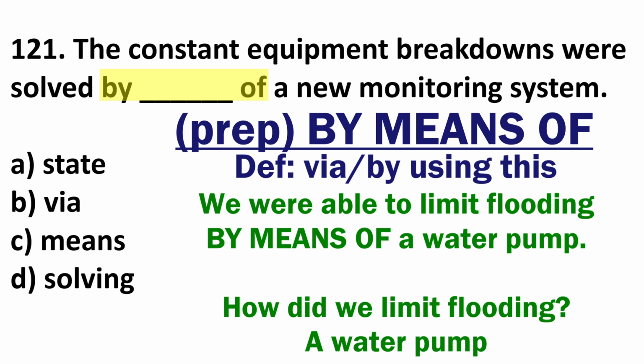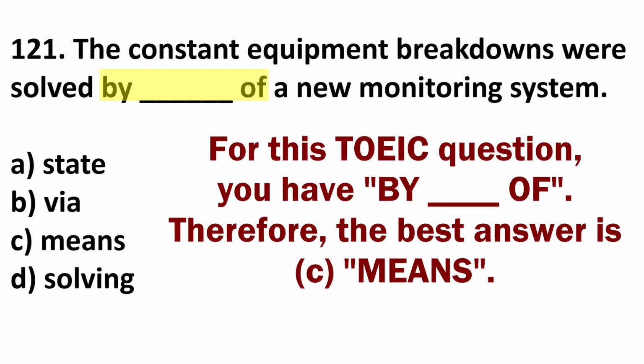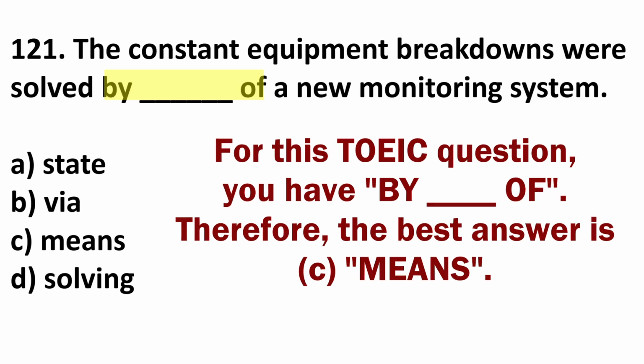By means of. So if we look at this TOEIC question, the constant equipment breakdowns were solved by, well, it's not via, it's not solving, means, by means of a new monitoring system. So the answer is C.